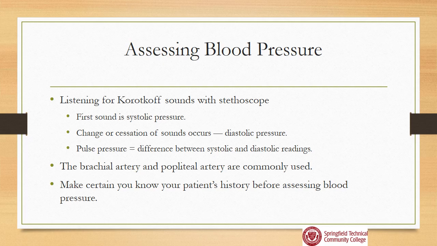And make sure you know your patient's history before you assess blood pressure, especially if your patient has any kind of a surgical history. Patients who have had mastectomies can have lymphedema and lymph swelling on one arm if they've had a mastectomy on one side, and they may even tell you, I can't have my blood pressure taken in this arm because I've had surgery, or I have swelling in this arm. Your dialysis patients may have a fistula in place, and if they have a fistula, you can't take blood pressure on that arm because it could affect the blood flow to the fistula.